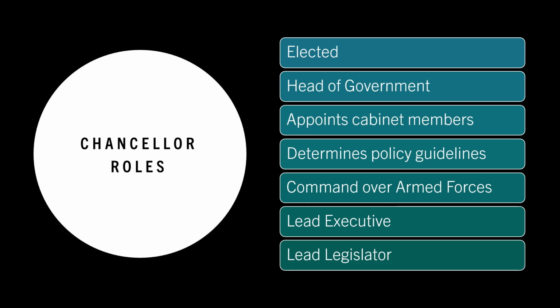The chancellor, like earlier stated, is elected by the appointment from their own party, so they have to be popular within their party to hold this position. They are the head of government, so they are the main political position of the government of Germany. They appoint cabinet members, but it is not the same as it is in the United States.